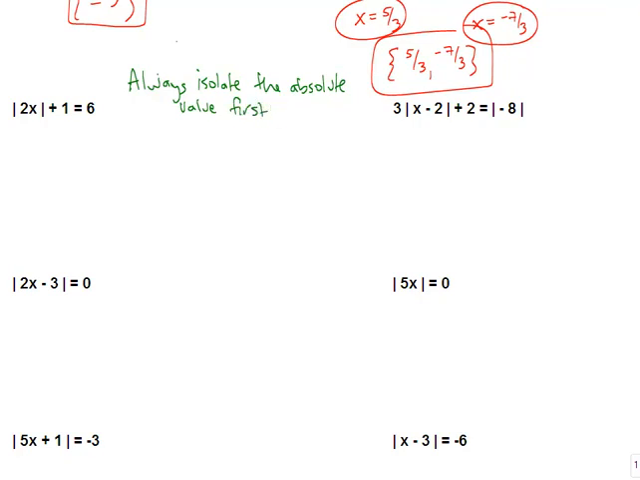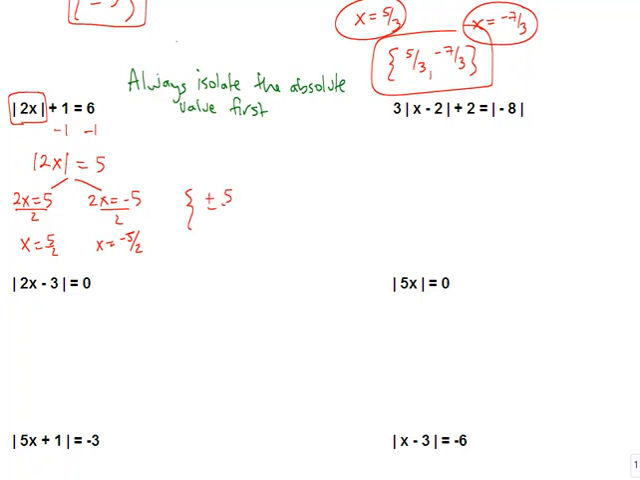Okay, so for example, if I have absolute value of 2x plus 1 equals 6, I want to isolate this absolute value first, so I can just subtract 1, and that'll give me the absolute value of 2x equals 5. Once I have the absolute value isolated, then I get to break it up into the two possibilities. Either 2x equals positive 5, or 2x could equal negative 5. And then if I divide both sides by 2, we get two solutions, 5/2 or negative 5/2, or if I write it as a set, plus or minus 5/2.